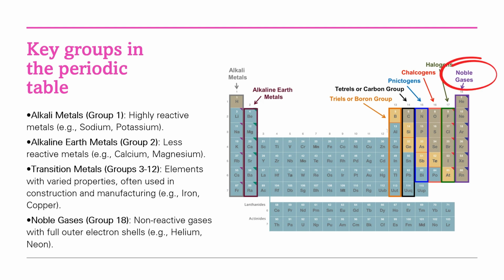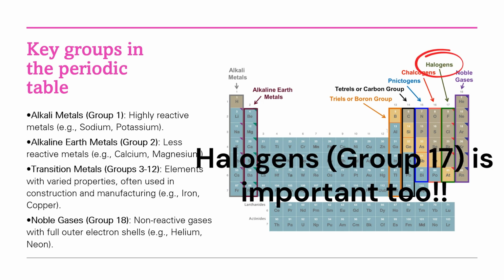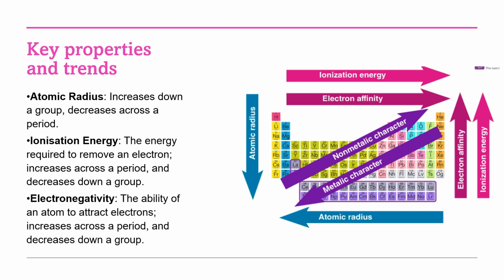Noble gases, group 18, are inert, which means that they are unreactive gases. Examples include helium and neon. Key properties and trends. There are several trends that can be observed in the periodic table. These trends include atomic radius, ionization energy, electronegativity, and metallic character.